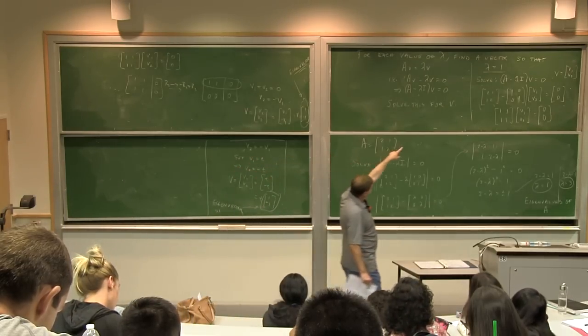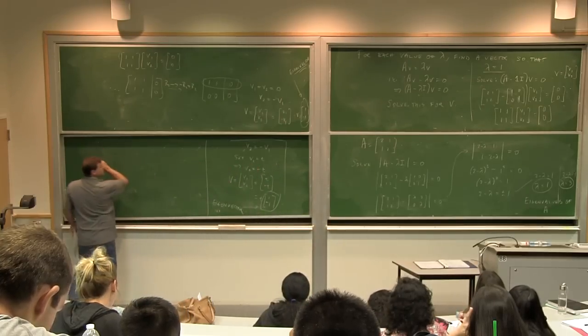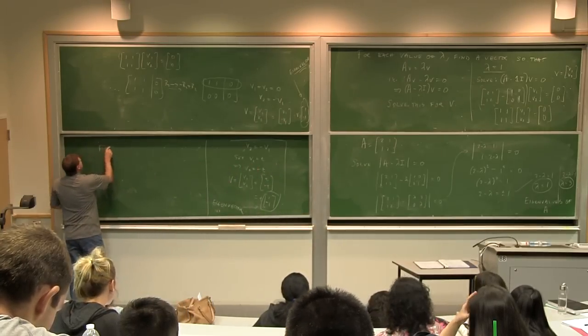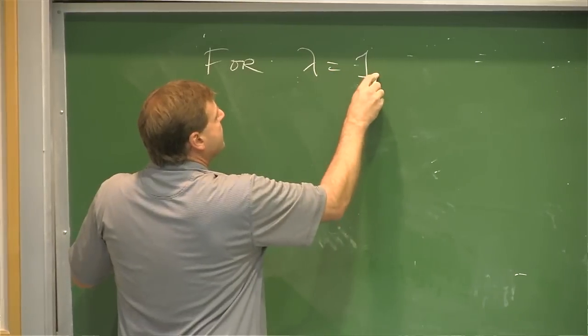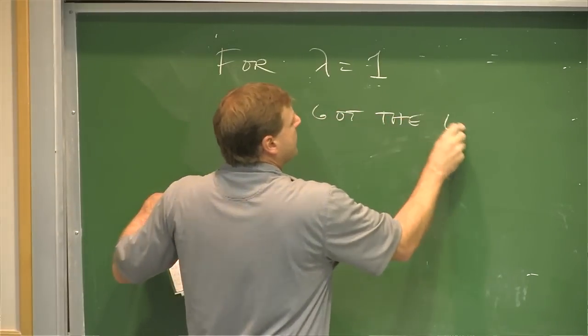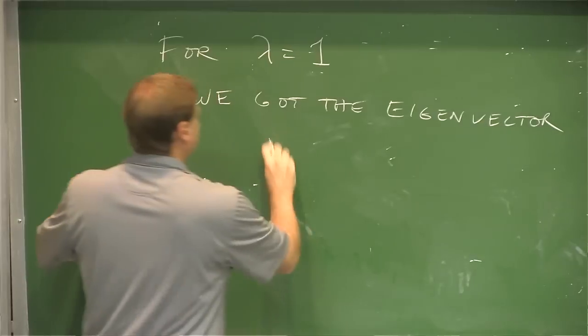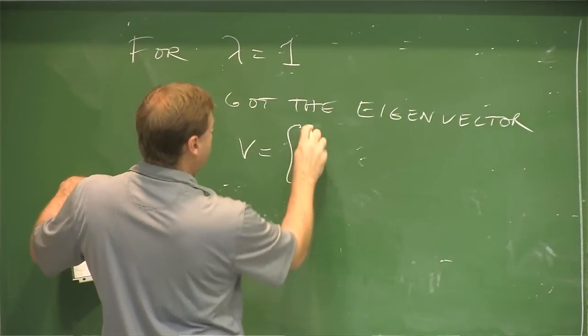Okay, so what I just did is I found the eigenvector for lambda equals 1. Yeah, I did. So for lambda equals 1, we got the eigenvector v is equal to [1, negative 1].